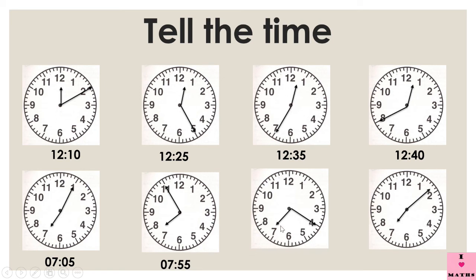Now, in this clock, the minute hand is on 4 and the hour hand is on 7. It means since the minute hand is on 4, 4 fives are 20. It means 20 minutes have passed since 7 o'clock. So we call this 20 minutes past 7, or we call it 7:20.